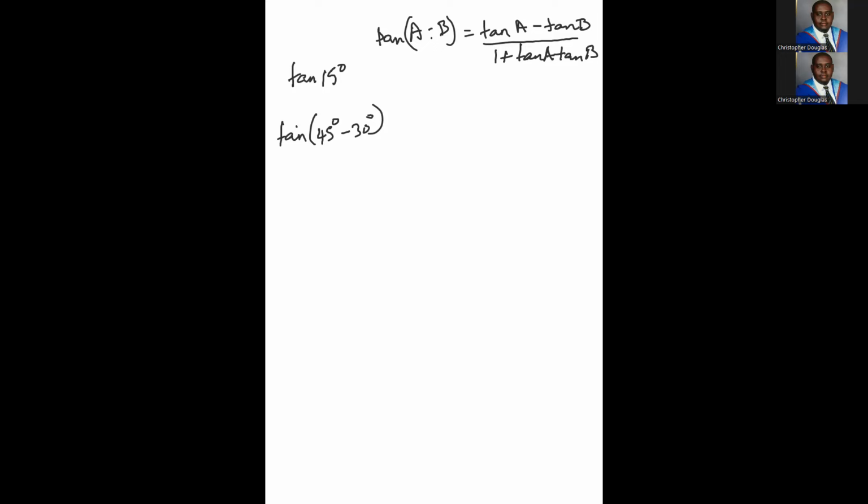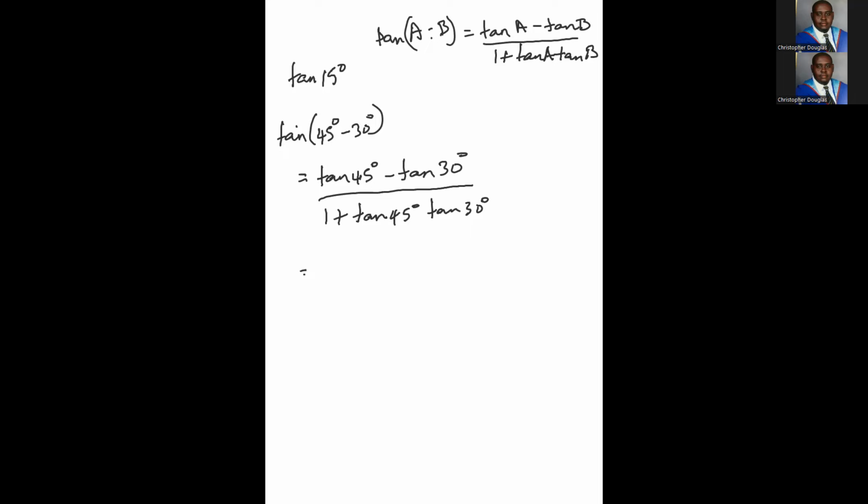So it's now to know what is tan 45, what is tan 30. And we'll go back to our little contraction, but we need to first write out what we need to do. So this will then be equal to tan 45 minus tan 30, and that is all over 1 plus tan 45 multiplied by tan 30. All right. So here we go.